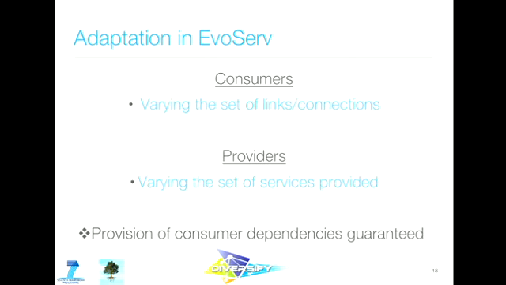Now I'm going to present the strategies that we investigated on these networks. As you remember, adaptation is varying the individual nodes, but not varying the general composition of it. So for adaptation, for consumers, you vary the set of links that you make to a provider that provides a service. And for providers, it just means varying the set of services that you provide.